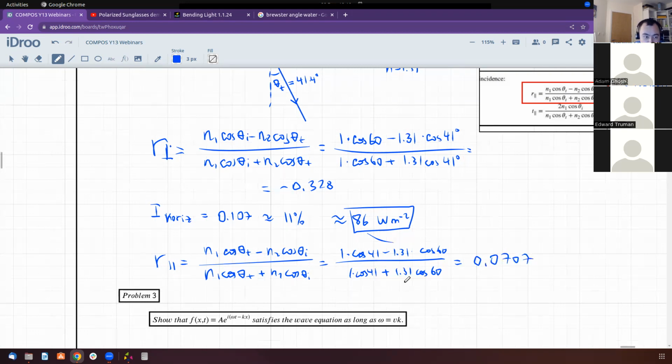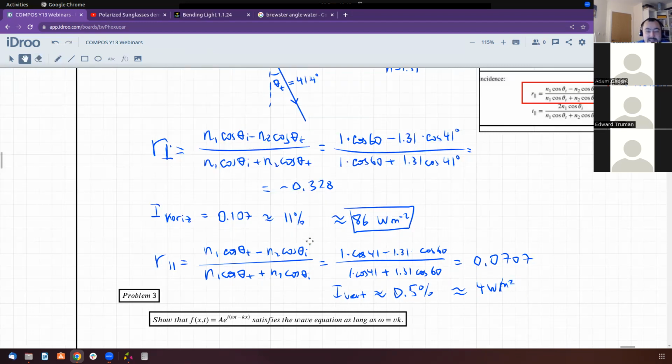That gives 0.0707. So the intensity of the vertically polarized light is that squared, which is 0.5%, which is approximately 4 watts per meter squared. So you can see a huge difference.